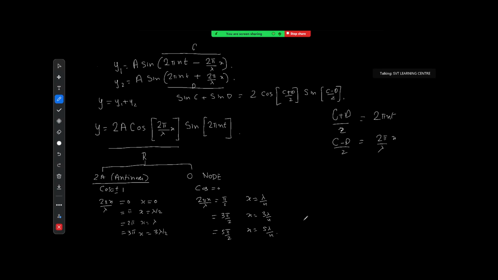So now you know the location of the nodes, and as you can see, the difference between two antinodes is lambda by 2, and the difference between two nodes is also lambda by 2. And if you look at the difference between node and antinode, it is lambda by 4. Is this clear?